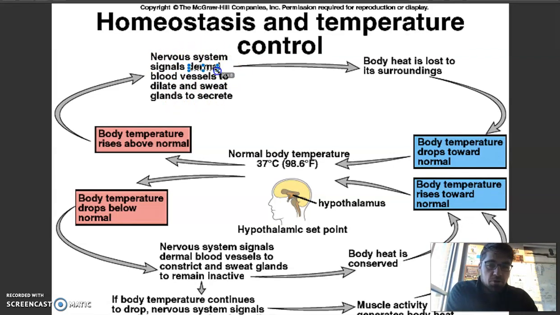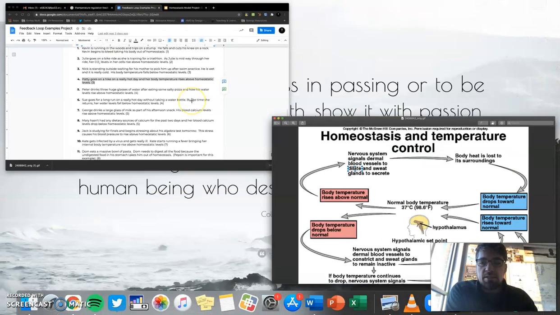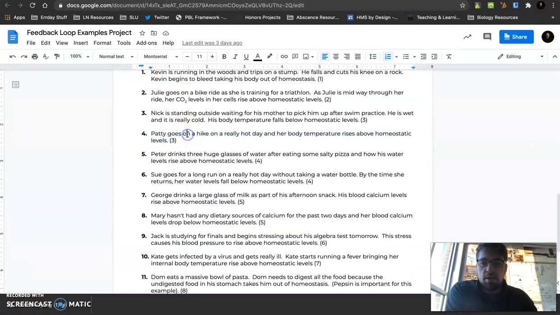If you don't know what dermal blood vessels are, go look it up, figure it out. If you don't know what dilate means, go look it up, figure it out, okay? And then you're going to explain this through the lens of your scenario, okay? If you have a scenario that you just can't figure out, you can't find a picture for it, you're just struggling hardcore, pick a different one, okay? Pick whichever one you want, okay?